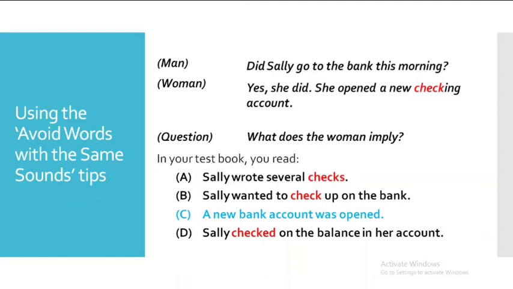If you're hesitant about using the clues for these questions, you can use the avoid words with the same sounds tip. We found the words books and library in A, B, and C. So the answer is D. The next question is where.